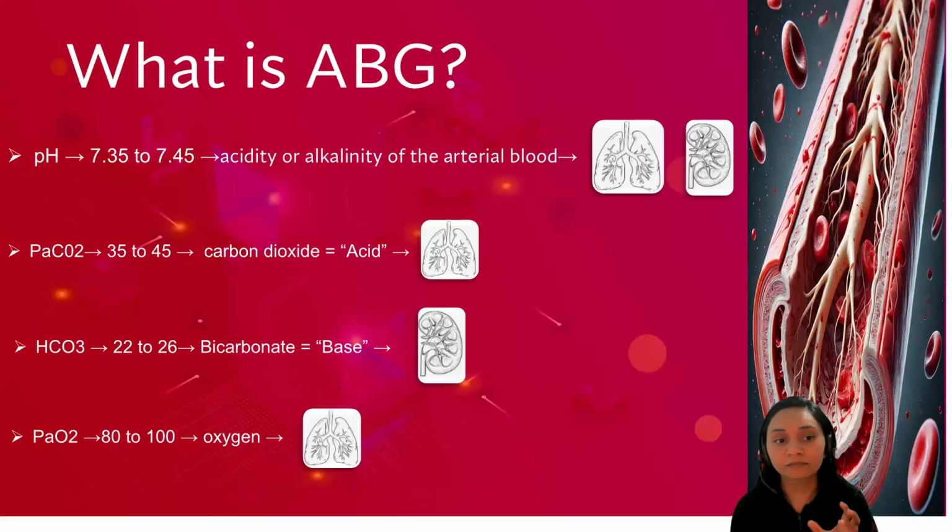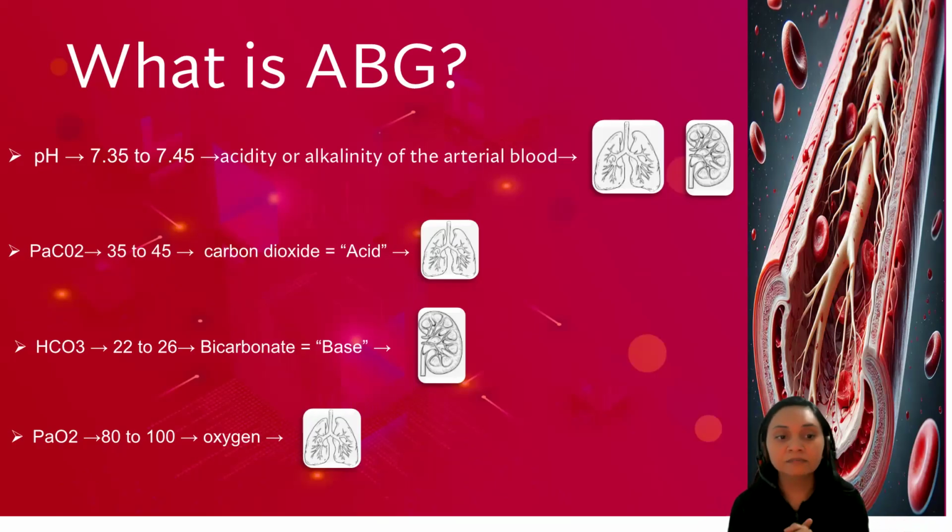So number one, we have pH. The normal value for pH is 7.35 to 7.45. pH will give you an idea whether the blood is acidic or alkaline. pH is regulated by both the lungs and the kidney. The lungs and the kidney, they both work hand in hand to maintain the equilibrium of pH in the blood to keep the pH in the normal range, which is 7.35 to 7.45.